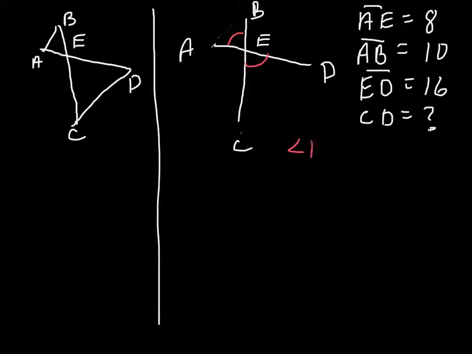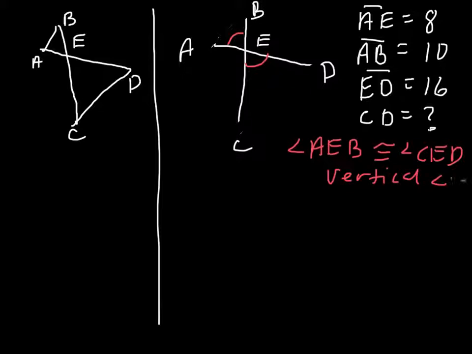So angle AEB is congruent to angle CED because they are vertical angles. What I mean by that is that this angle right here is congruent to this angle over here. Those two angles are congruent because they're vertical angles. They're on opposite sides. We also use the word opposite angles. Okay, they're vertical angles. Now, if that's true, those angles are the same.